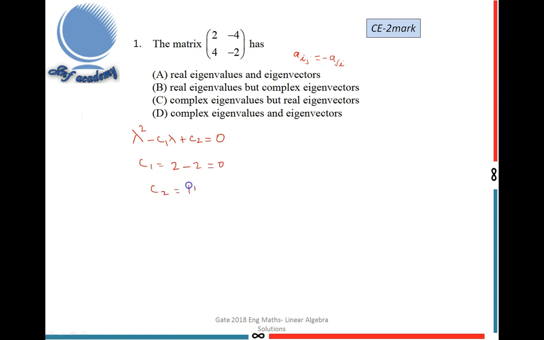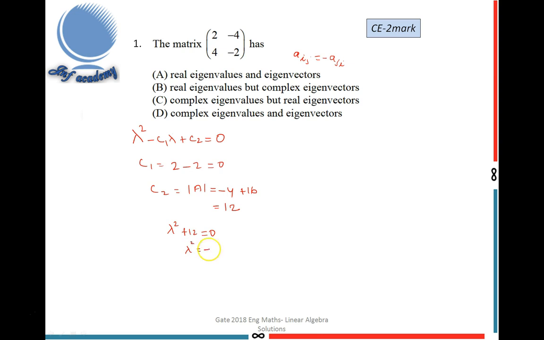C2 equal to the determinant of A. This is 2 times minus 2, which is minus 4, minus 4 into 4, which is minus 16. Here minus 1 is available, so minus 4 minus 16, wait, minus 4 into minus 4 plus 16. This is equal to 12. So the characteristic equation is lambda square, C1 is 0 so 0 lambda, plus C2, which is plus 12, equal to 0. So finally I got lambda square plus 12 equal to 0.